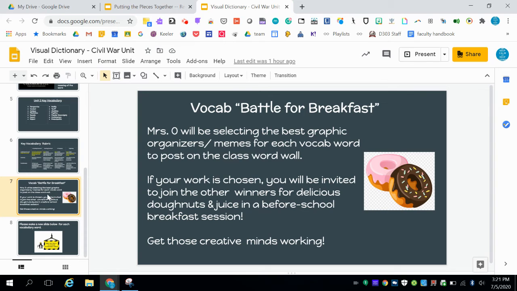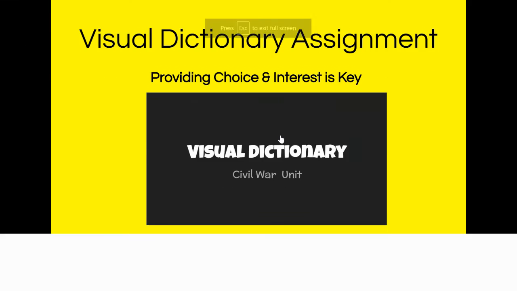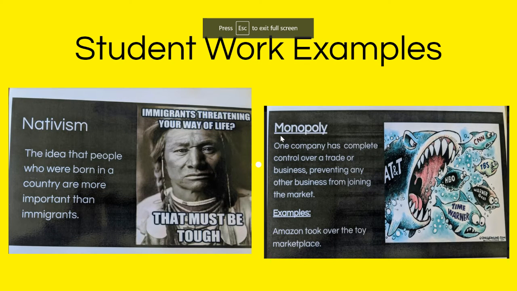There are kids that don't want to do much other work, but they will do their word wall assignments because they want to see if they can win breakfast. So that's just an example of how to introduce vocab in an engaging, interesting way for the kids. Here are some student work examples from this last year.